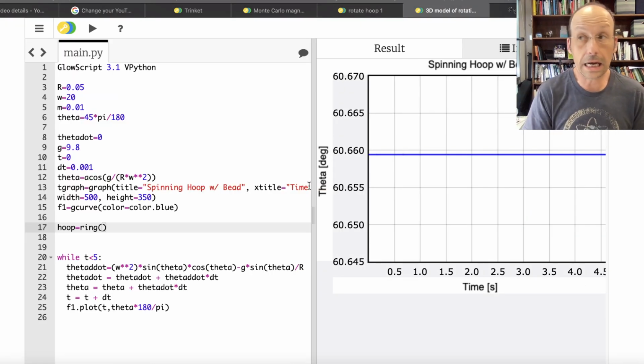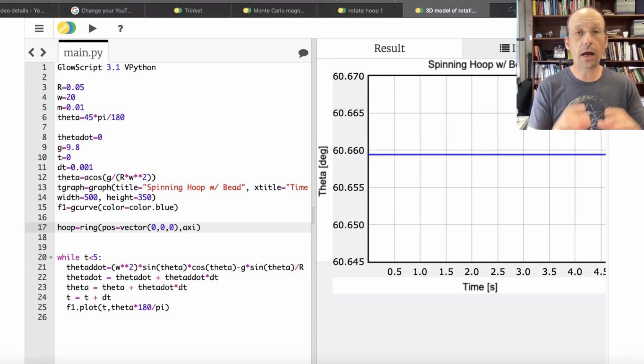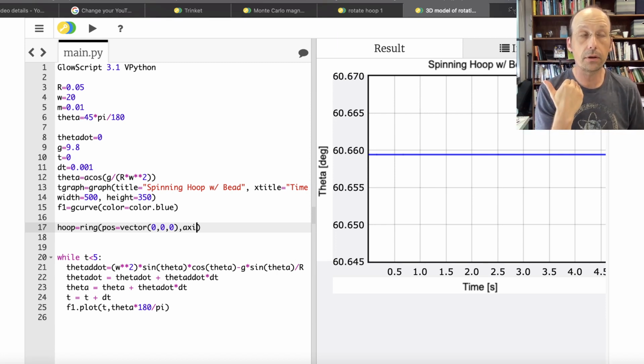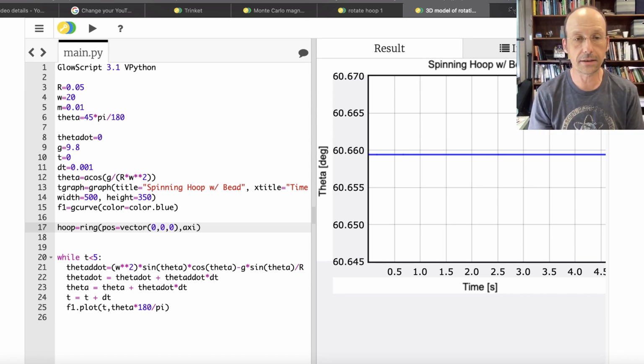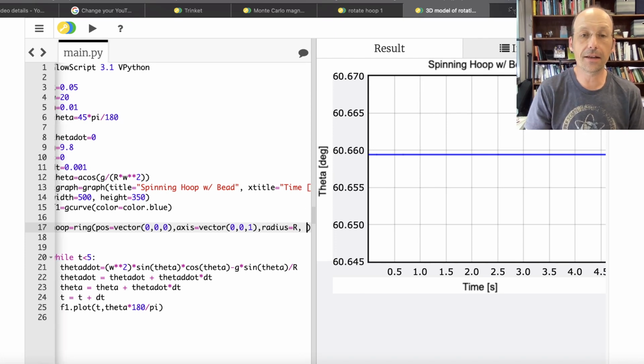So it's a ring. I need to give it a position. So let's say it's at the origin, vector 0, 0, 0. I need the axis. So in Python, the y direction is up, the x is this way, and z is out. I want to start with it like that. So I'm going to have axis equals vector 0, 0, 1 in the z direction. The radius is r.